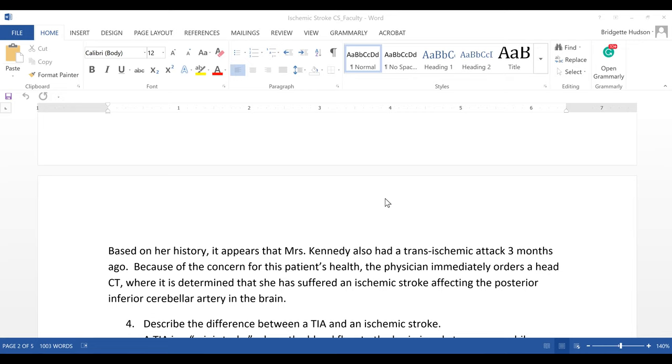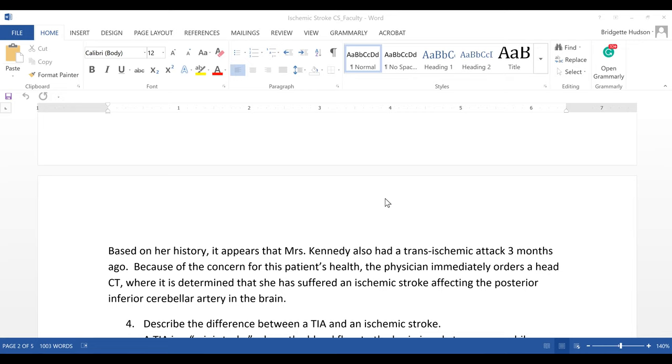Okay, TIAs are a mini stroke. Now, TIA is not a hemorrhage. It is still caused from a decreased blood flow, but it's like a precursor to the stroke. So a transient ischemic attack, because that's what TIA stands for, usually lasts for about 24 hours. Their treatment would be to continue with the aspirin and they would not need TPA per se, okay?